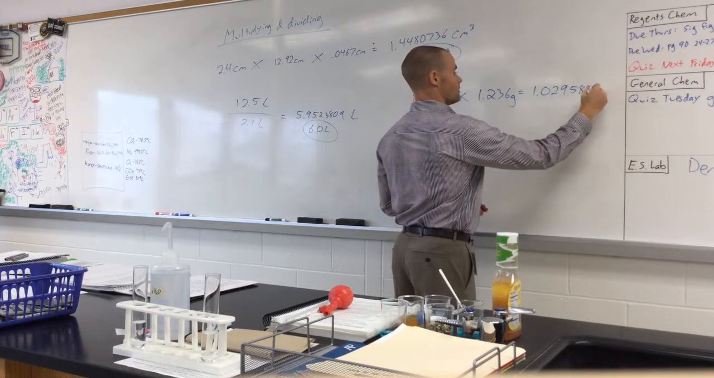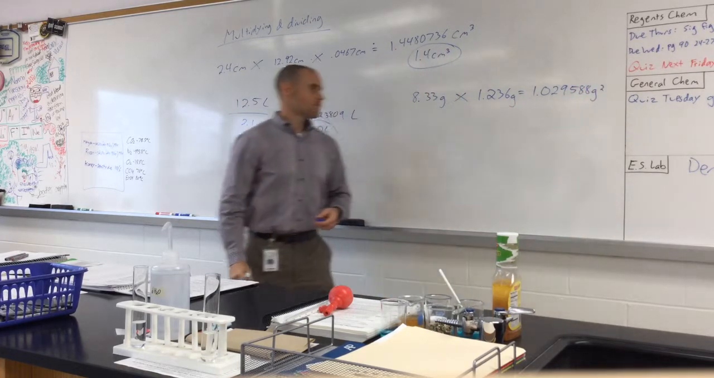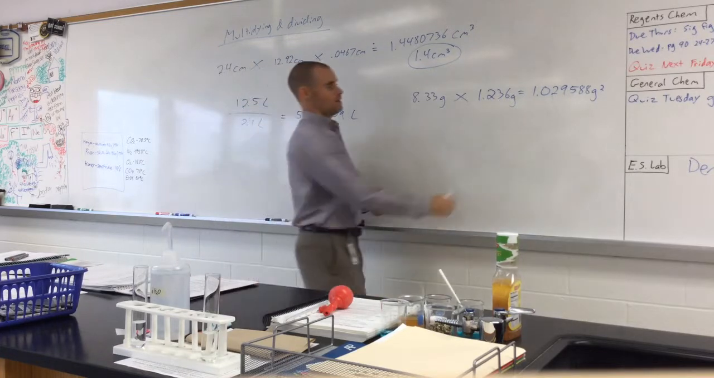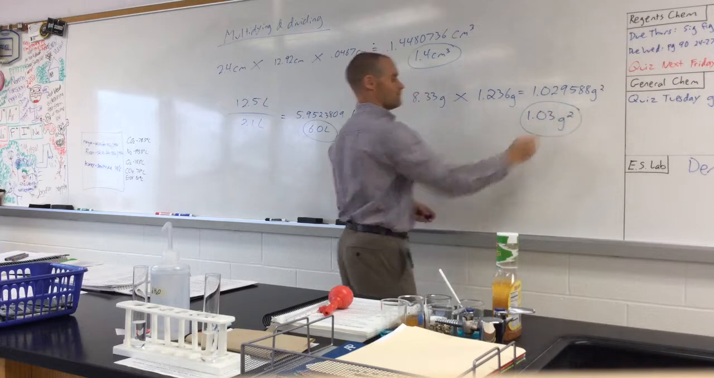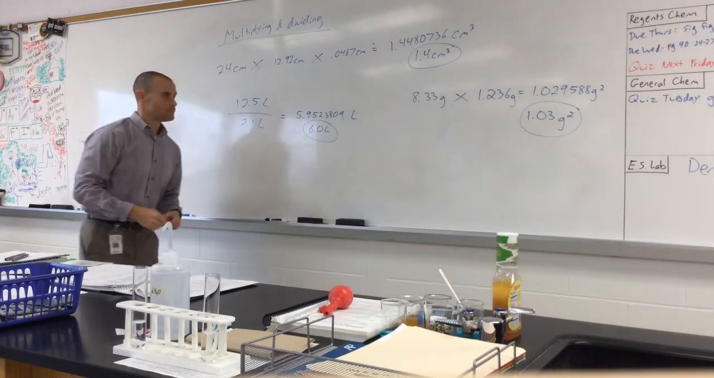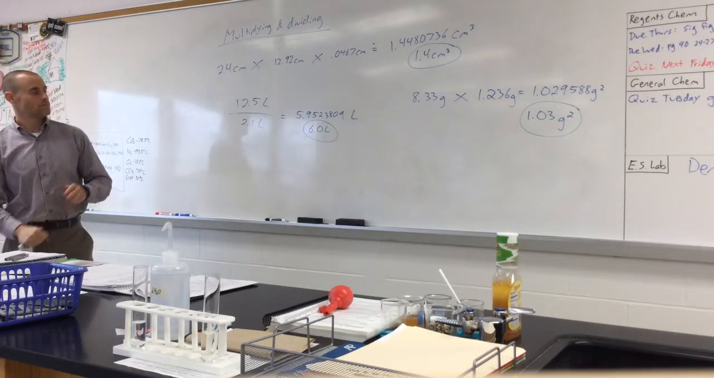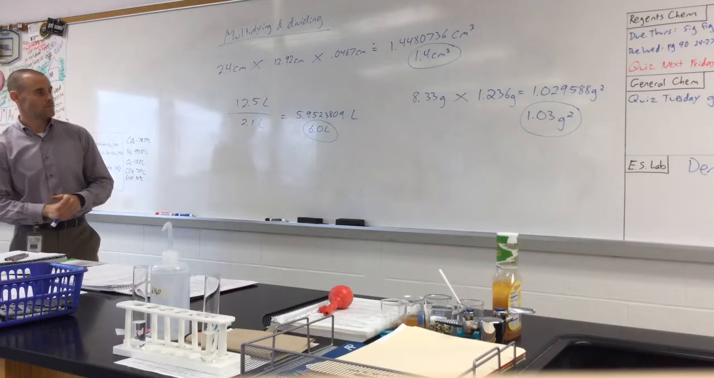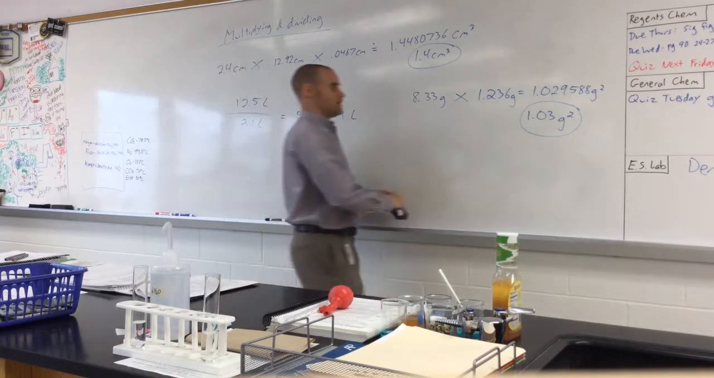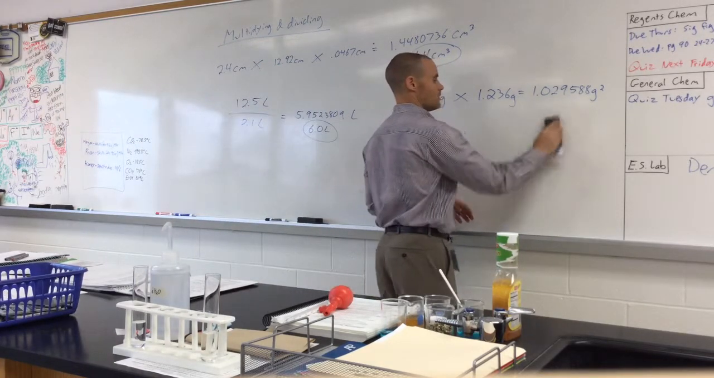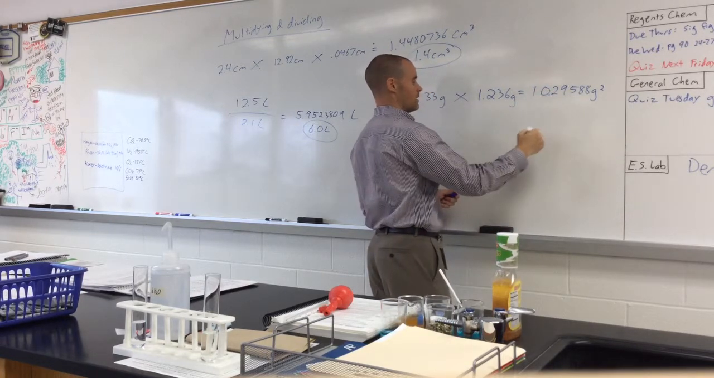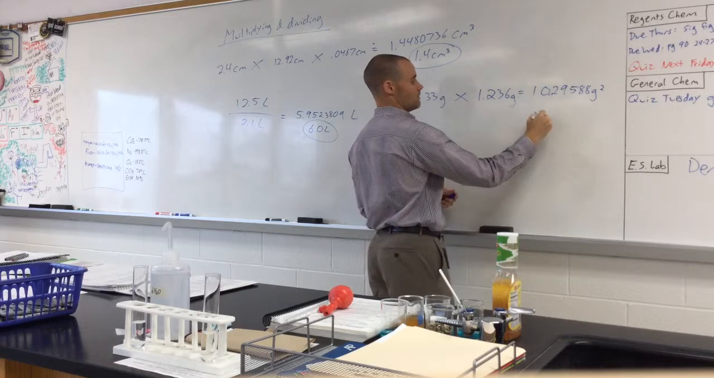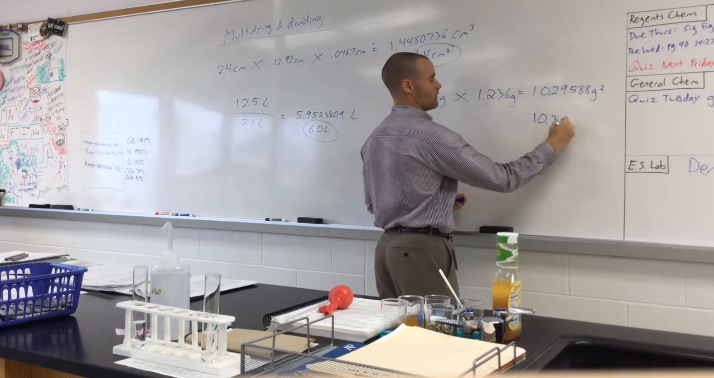Okay. Grams squared. The real answer would be 1.03 grams squared. Yeah. Decimal should be... it's 10.29. Did I hear him wrong, maybe? Okay, that's okay. 10, so just this? Yeah. All right, so the answer would be 10.3.